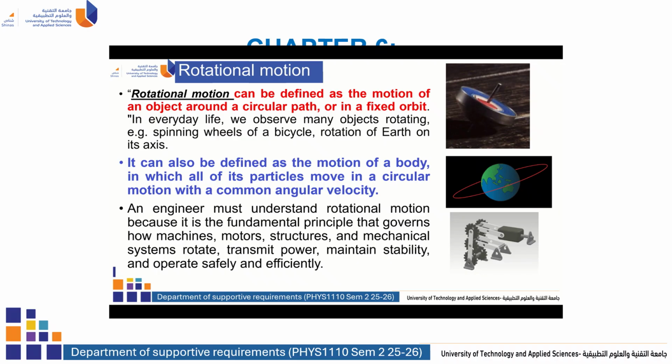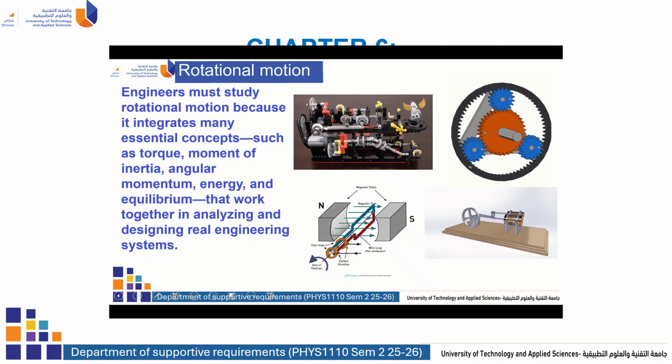Here also the pictures are given for rotational motion, and this is a small definition for rotational motion. It can be defined as the motion of an object around a circular path. This kind of motion is an example of rotational motion. So here there are many diagrams representing the rotational motion of objects.